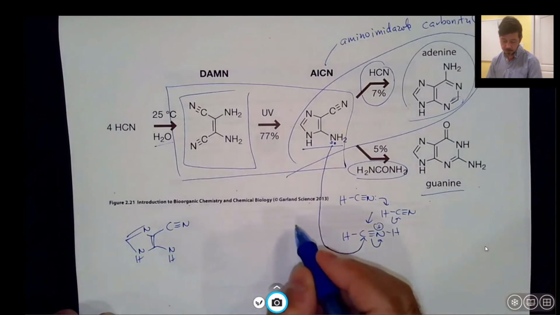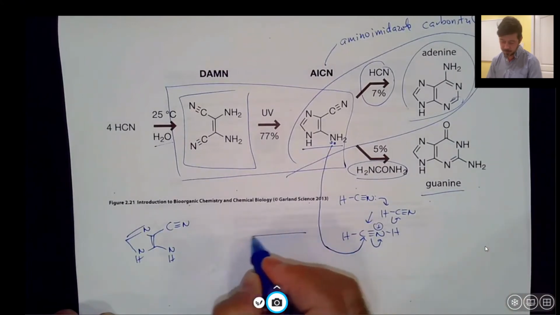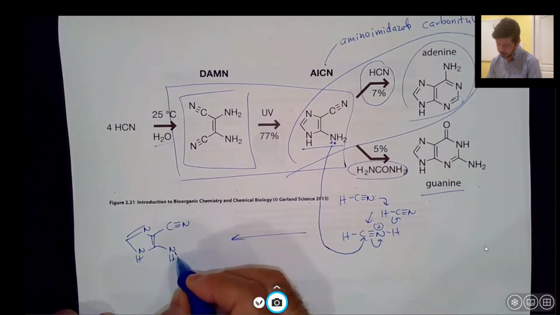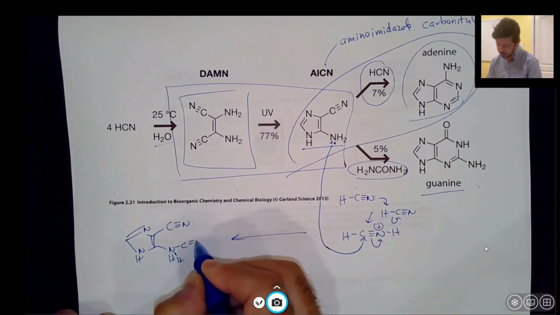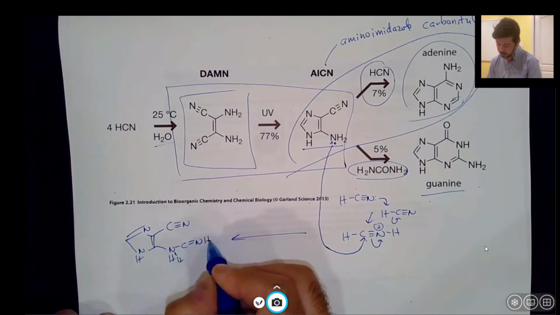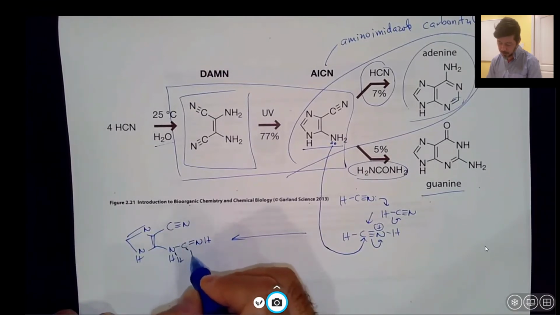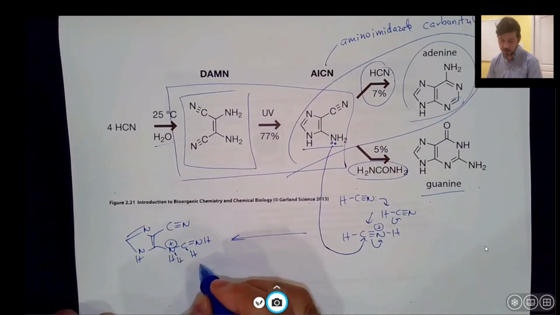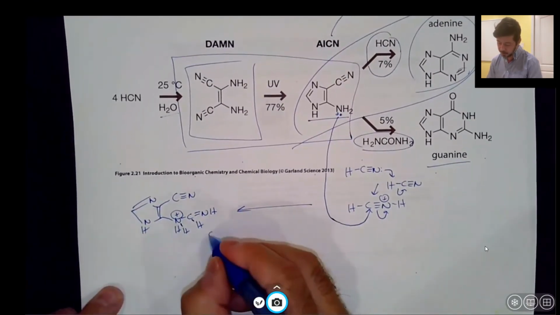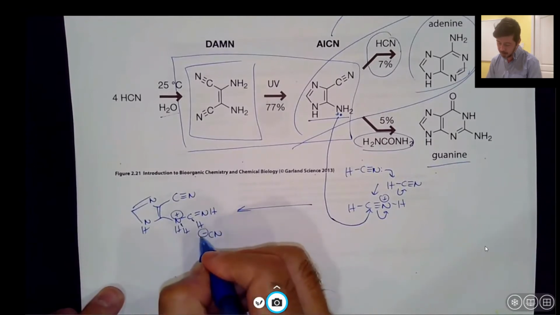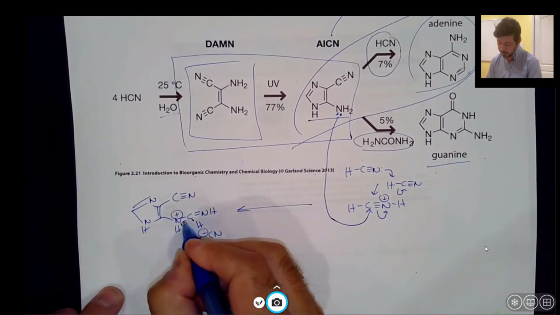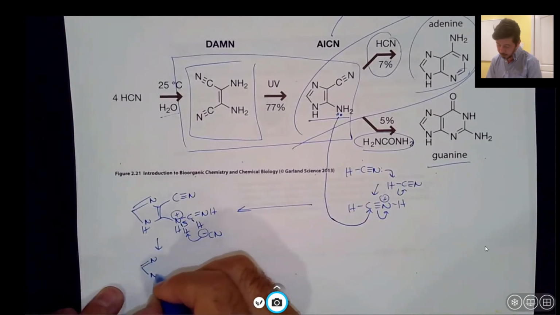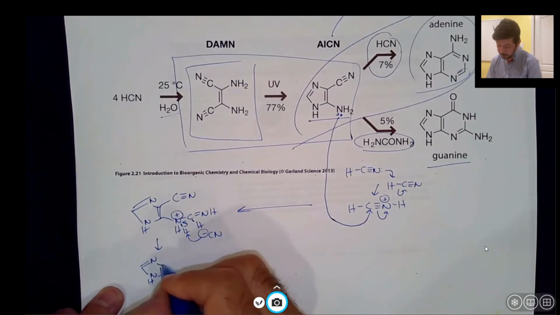Okay, so once that happens, that's going to come and react, and you're going to end up with something that looks like this. And then you're going to get a proton transfer. You're going to lose this proton, so maybe we'll get cyanide to come here and remove that proton, because it can also act as a very good base.